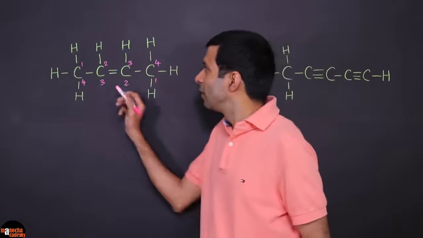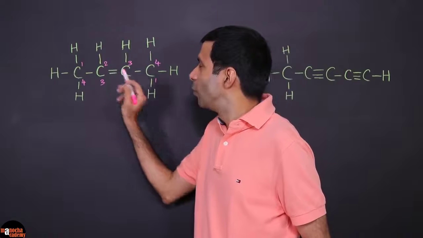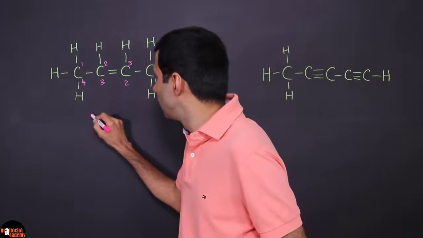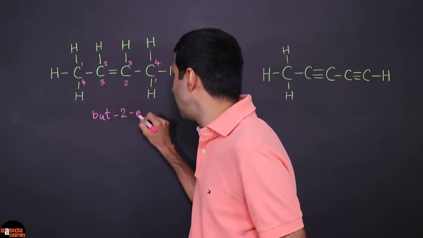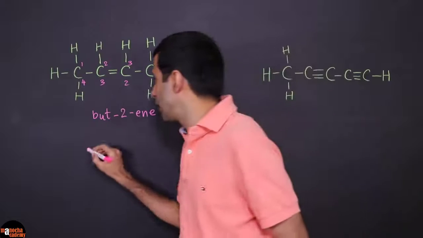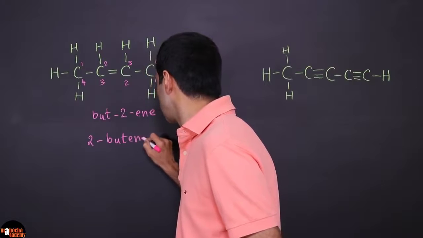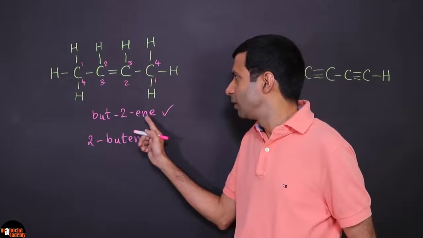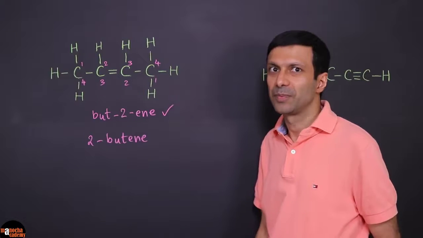So how do we do that? The double bond is between 2 and 3. So we'll choose the smaller number and say the double bond is at position 2. So the name is going to be but-2-ene, because we are giving the position of the double bond. Sometimes you may see this compound written as 2-butene also, but usually this is the recommended style where we give the number in the middle here. So it's 2-ene, but-2-ene. Okay.